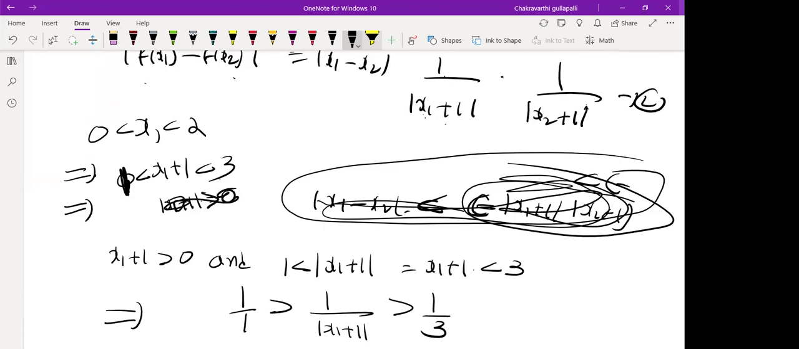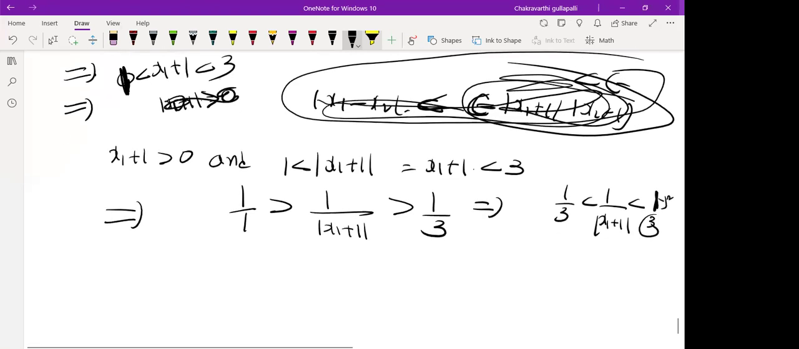Inequality will get reversed whenever you reciprocate. We want 1 by 3 less than 1 by (x1 plus 1) less than 1. 1 by 1 is 1. Similarly, if you proceed, we get the same because the condition is the same.